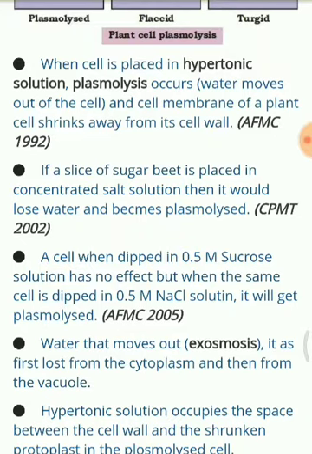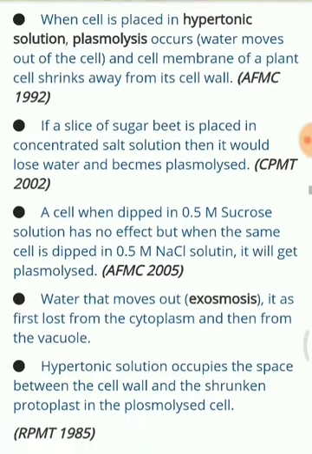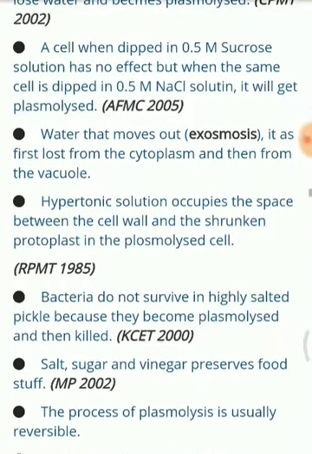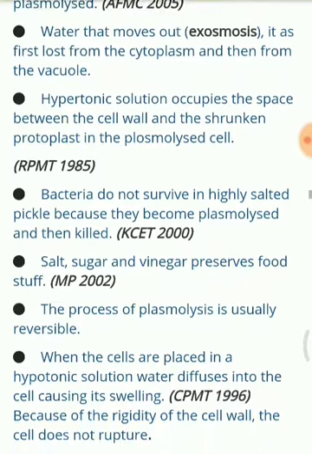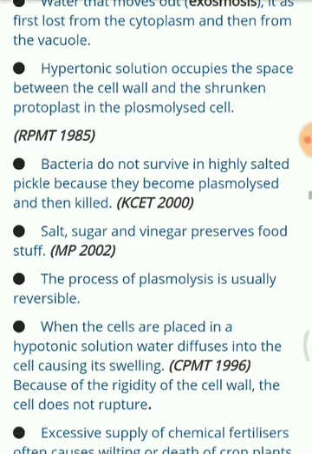Water that moves out by exosmosis is first lost from the cytoplasm and then from the vacuole. Hypertonic solution occupies the space between the cell wall and the shrunken protoplast in the plasmolysed cell. Bacteria do not survive in highly salted pickle because they become plasmolysed and then killed.